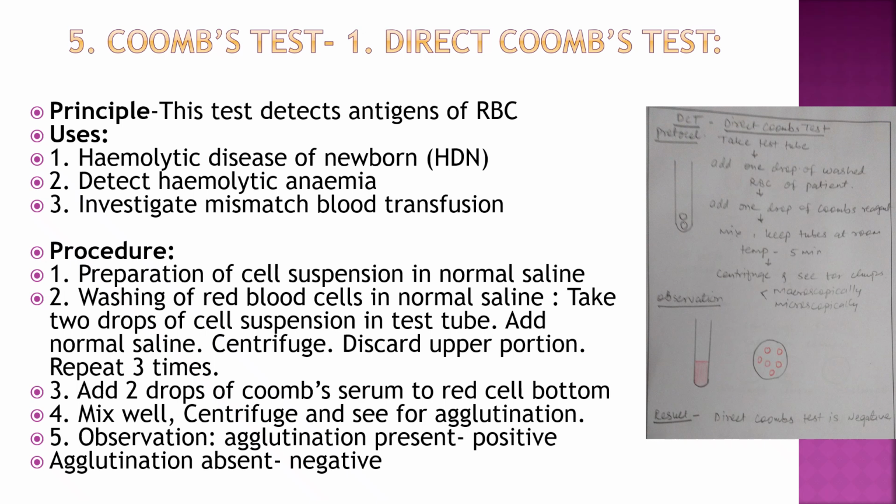Direct Coombs test principle: this test detects antigen on RBC. Uses: hemolytic disease of newborn, detecting hemolytic anemia, and investigation of mismatched blood transfusion. Procedure: first, preparation of cell suspension in normal saline. Second, washing of red blood cells in normal saline. Third, add 2 drops of Coombs serum to the red cell button. Fourth, mix well, centrifuge and look for agglutination.